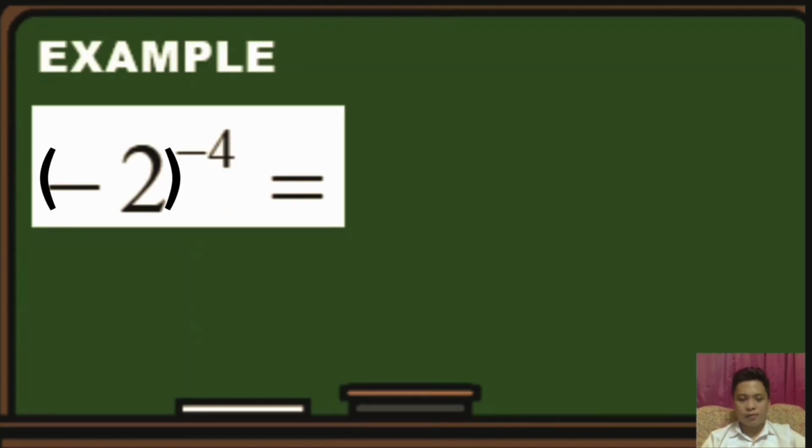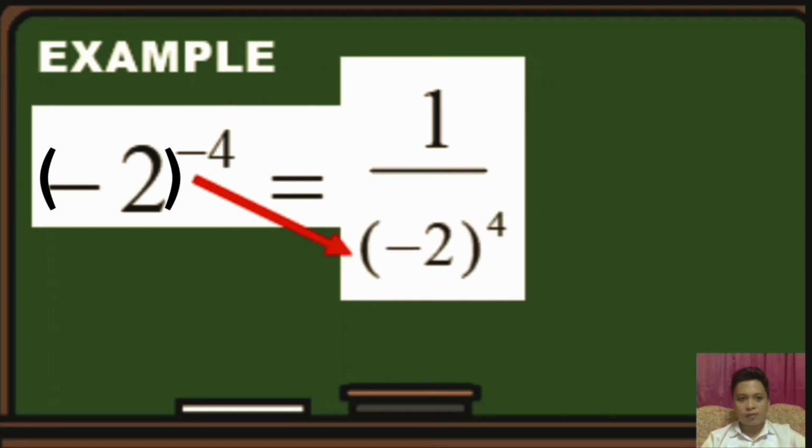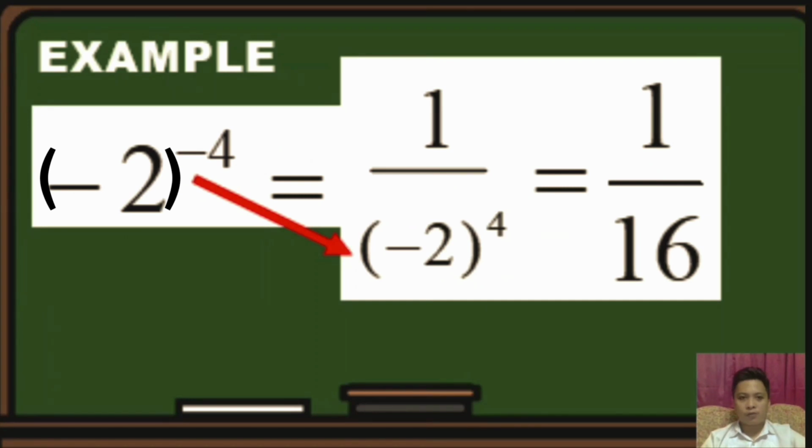Another example, negative 2 raised to negative 4, another negative exponent. We will write it as a fraction. Write 1 as your numerator, then write the given as your denominator, but change the sign. So it will become negative 2 raised to 4. Then simplify 1 over negative 2 raised to 4. Then it is equal to 1 over 16.